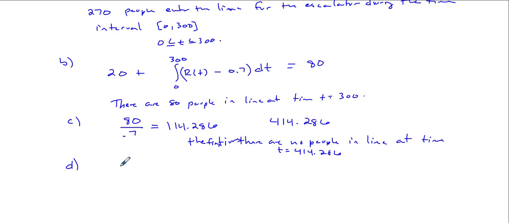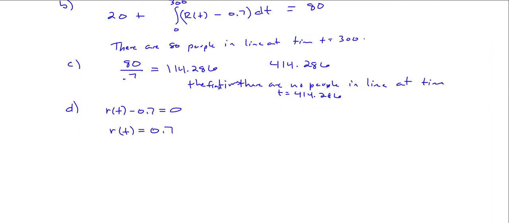Okay, so what do we do? We find out where r of t minus 0.7 is equal to 0. But to make it really easy on ourselves, where is r of t equal to 0.7? That will give us our candidates. Use your graphing calculator, put 0.7 into y2, find out where these two equations are equal to each other, and then we'll have our candidates. And remember, it's only from 0 to 300.